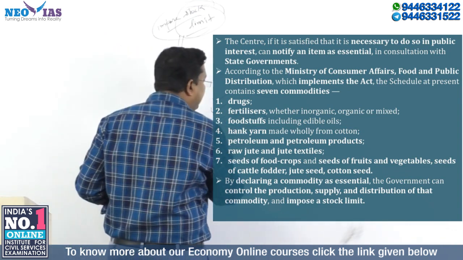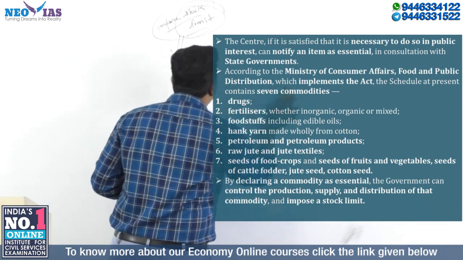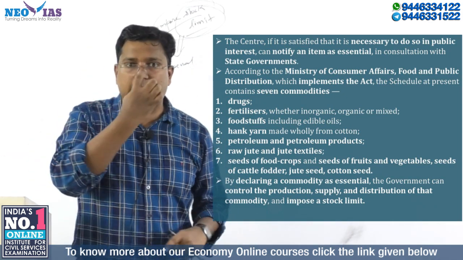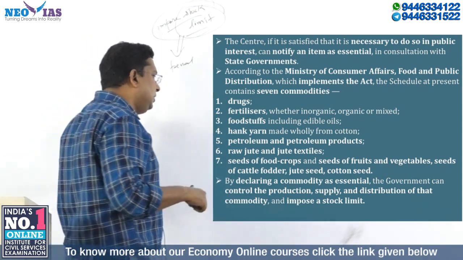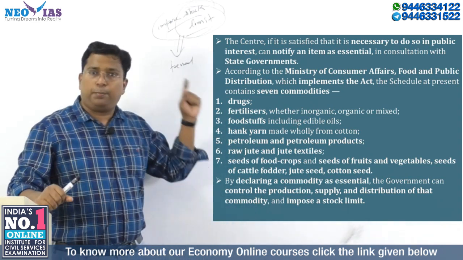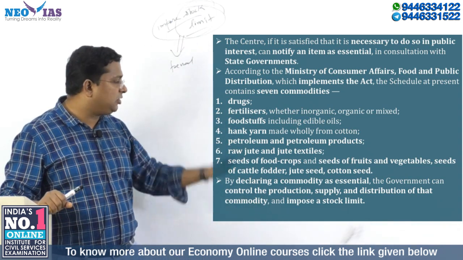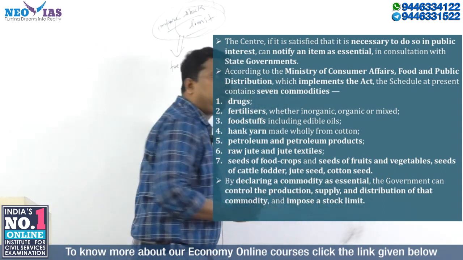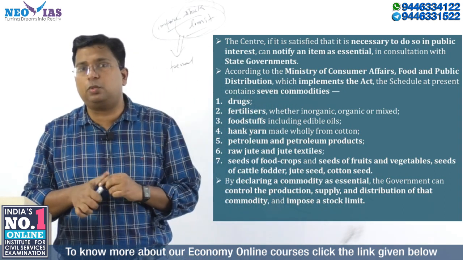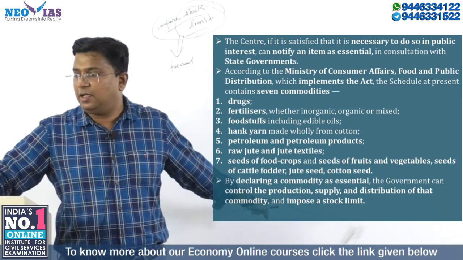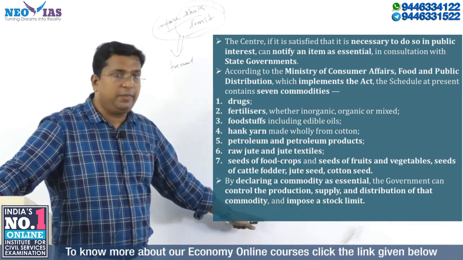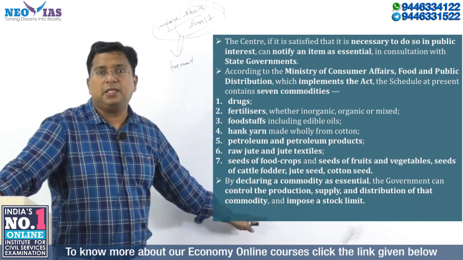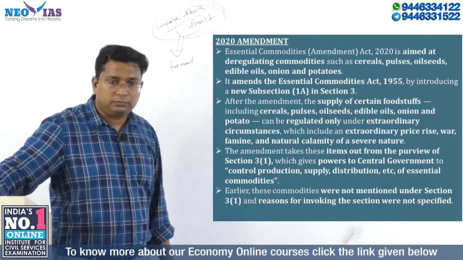Okay. From the mains point of view, this is the most important point. By declaring a commodity as essential, the government can control the production, supply and distribution of that commodity, and they can also impose a stock limit. This is the important point to note down. I told you, this imposition of stock limit is the biggest hurdle for investment in storage facilities.